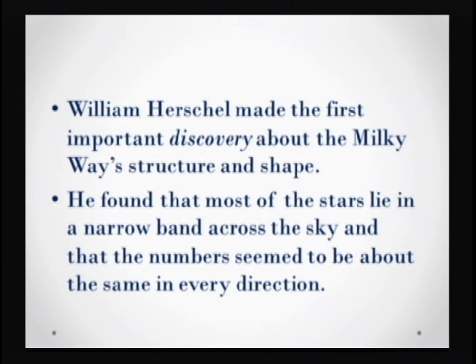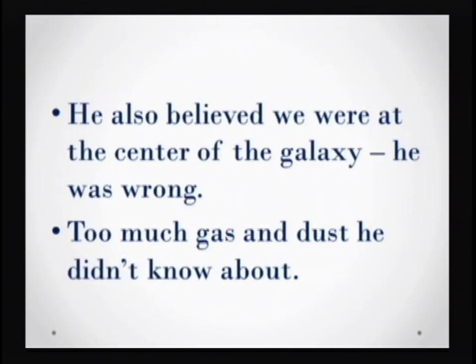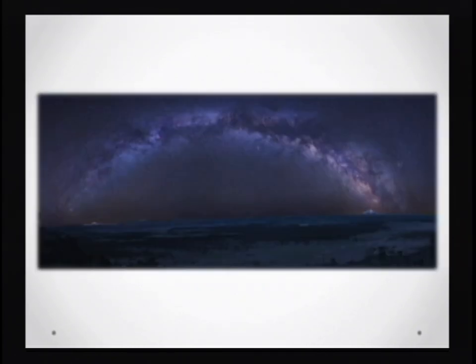Now, think about it, guys. If that number is the same in any direction, that tends to put us at the center. Yeah, obviously he was wrong there. But in terms of trying to determine what's going on, yes, there's certainly going to be changes, but you've got to start someplace. He kind of put us at the center of the galaxy because everything seemed to be the same all the way around. And there was way too much gas and dust that he didn't know about, which is why he didn't quite get the fact that there's a whole other part of the galaxy that he didn't see.